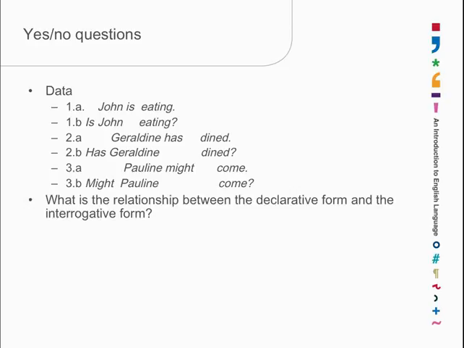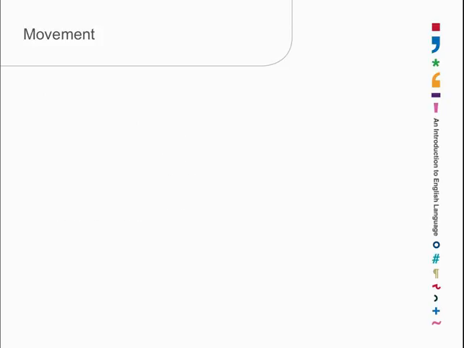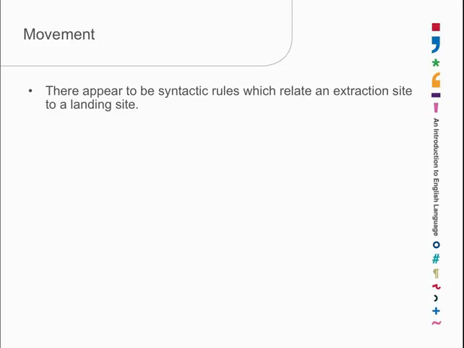These two forms, the statement, were originally called declarative form, and the question is interrogative form. And it looks as though what we've got here is a movement. At least that's a nice way to think about it. You might like to think of movements as involving an extraction site. There is a location somewhere in the grammar from which something is extracted and it's then placed somewhere else, put in a landing site. These are metaphors, of course, but they're quite picturesque.